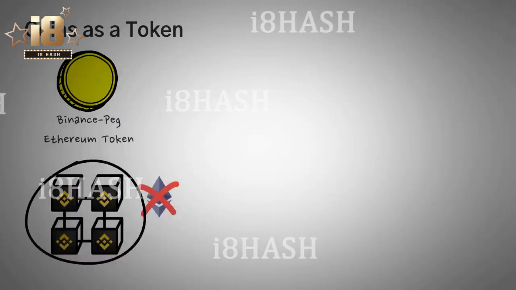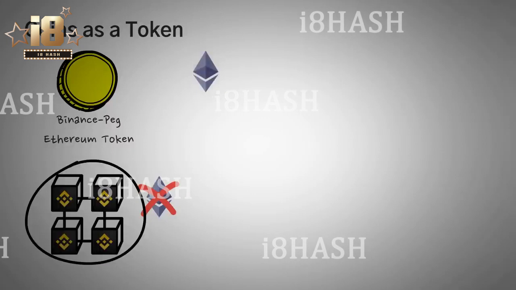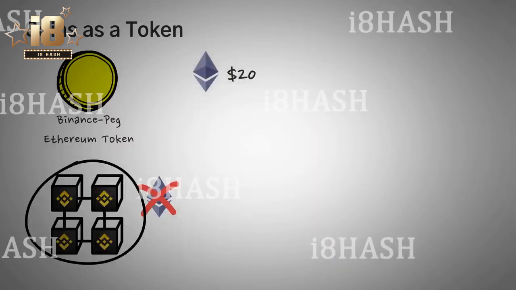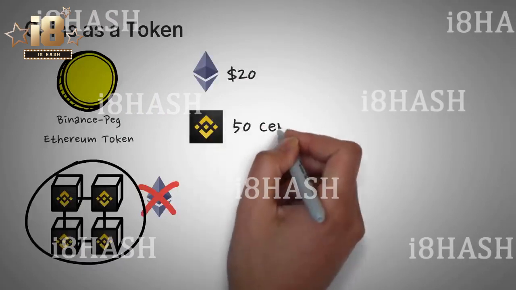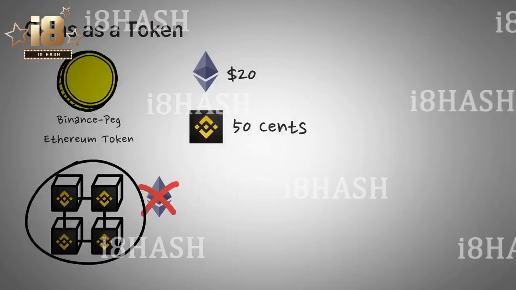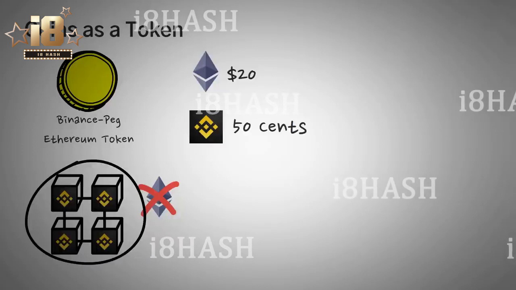You might be wondering why I did this. Well, a regular Ethereum transaction is around $20 right now. However, a transaction on the Binance Smart Chain is only 50 cents, so it is much more affordable to trade a representation of Ethereum on the Binance Smart Chain network.